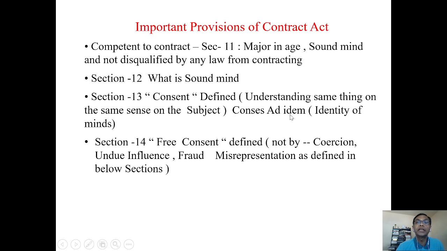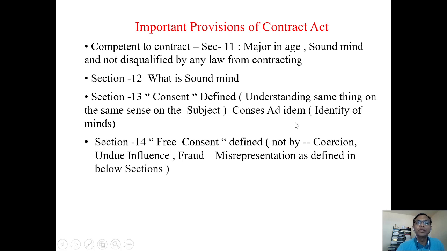So both parties, it is called legally consensus ad idem, means identity of minds. Both persons understand the subject matter of the contract in the same way. Just I'll give an example. I am having two types of cars. One is Maruti and another is say Santro. I am trying to sell my Santro to you.